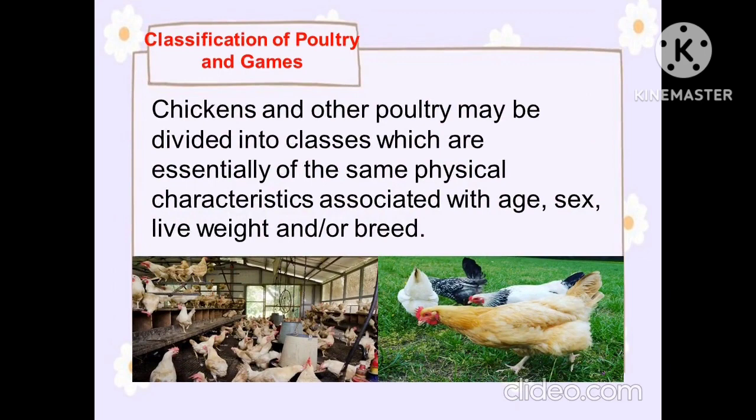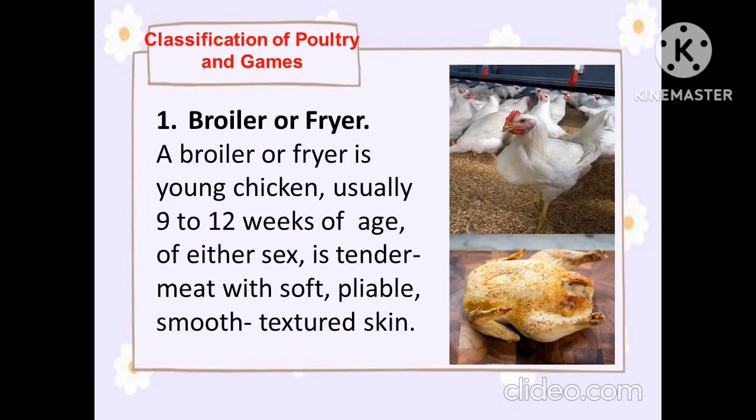For the classification of poultry and games, chickens and other poultry may be divided into classes which are essentially of the same physical characteristics associated with age, sex, live weight, or breed. A broiler or fryer is a young chicken, usually 9 to 12 weeks of age, of either sex, with tender meat and soft, pliable, smooth-textured skin.